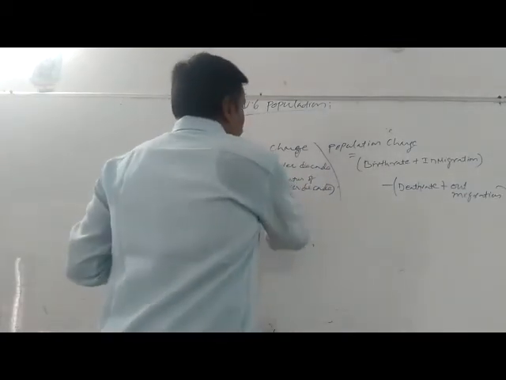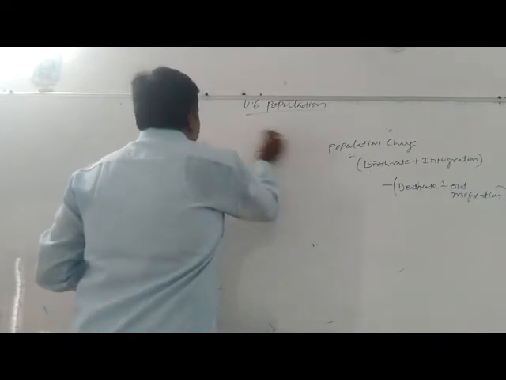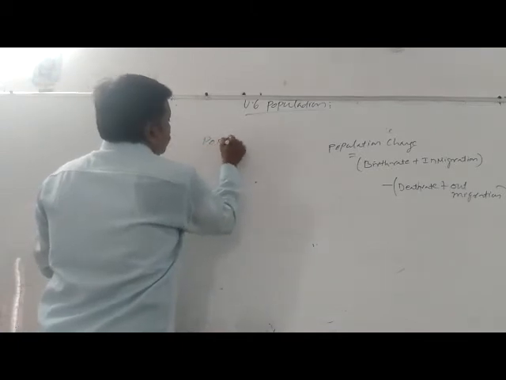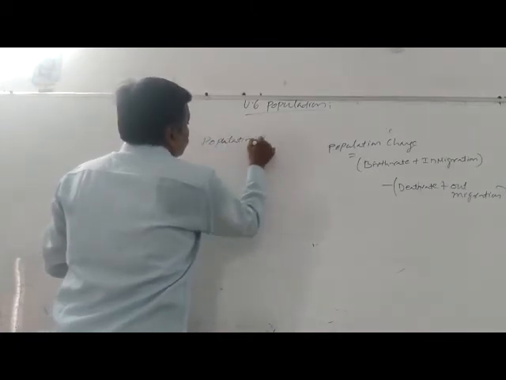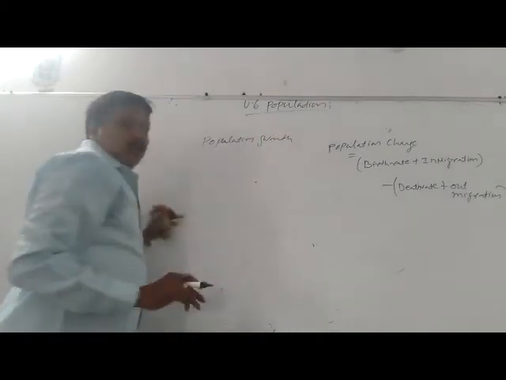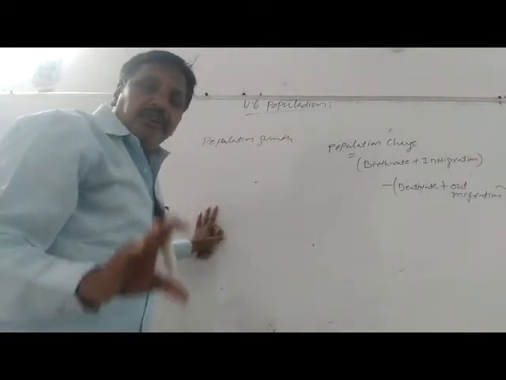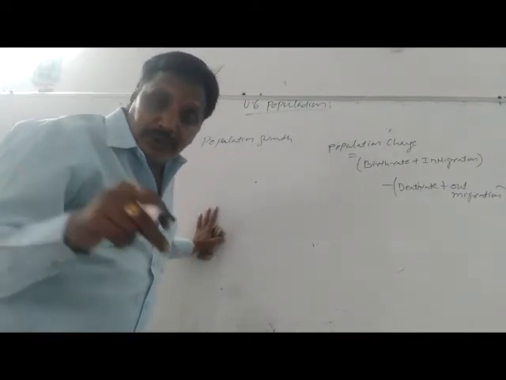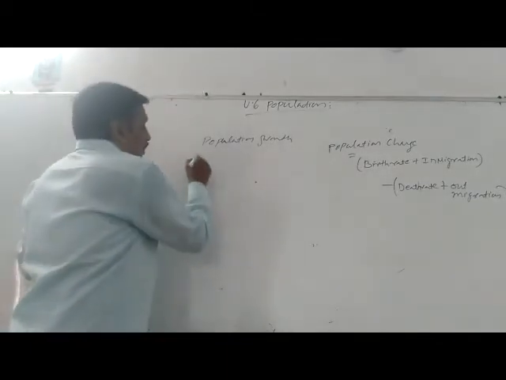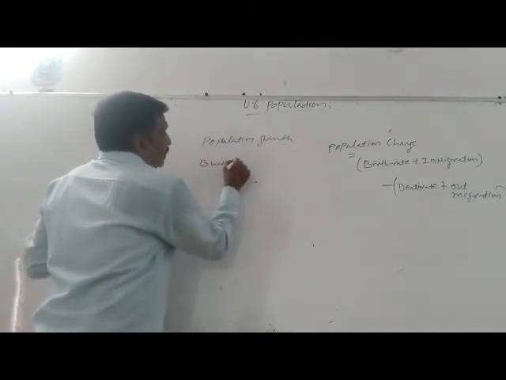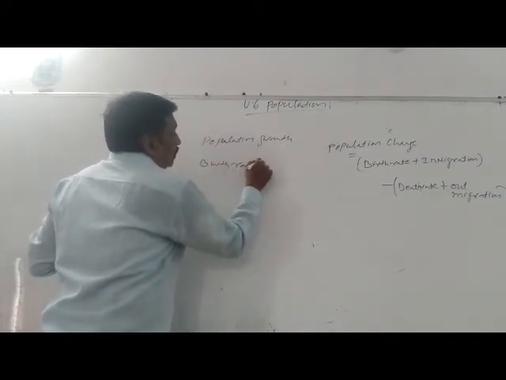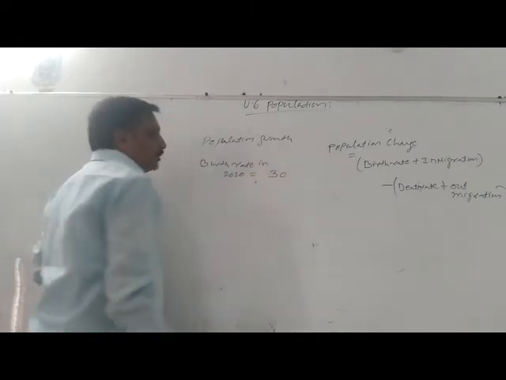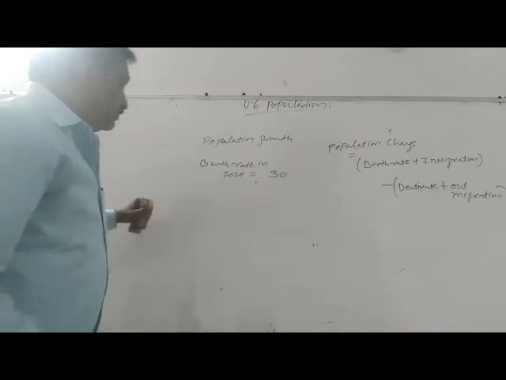Population growth. Birth rate, let us think now, is 30. That means the number of live births for every 1,000 people in India is 30. Birth rate in 2020 is equal to 30. Death rate.